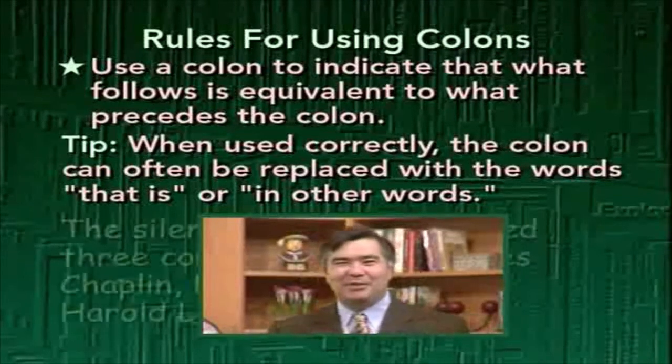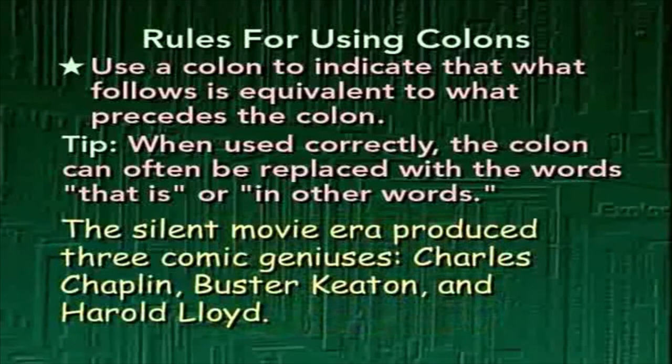Here are a couple of examples. The silent movie era produced three comic geniuses: Charles Chaplin, Buster Keaton, and Harold Lloyd. This is a good example of the correct use of a colon. We put the colon after the word geniuses, introducing that list of Charles Chaplin, Buster Keaton, and Harold Lloyd. Notice that what appears on either side of the colon is more or less equivalent. We just mentioned three comic geniuses. Who were they? Charles Chaplin, Buster Keaton, and Harold Lloyd. Those three names are equivalent to what was stated just before the colon, three comic geniuses.